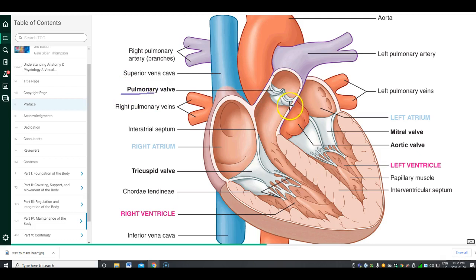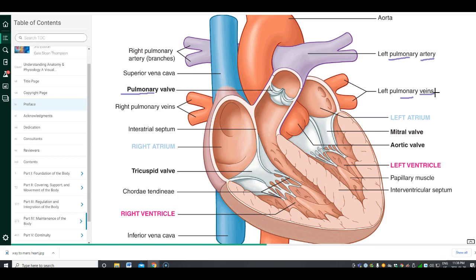So the pulmonary valve is the valve on the way to the lungs. You'll see that the vessel that takes the blood away is the artery, and the vessel that brings the blood back is called the vein. The vessel that brings the blood back from the lungs is called the pulmonary vein. So here's a wonderful example of how arteries, in the simplest form, are vessels that take blood away, and veins are the vessels that bring blood back.